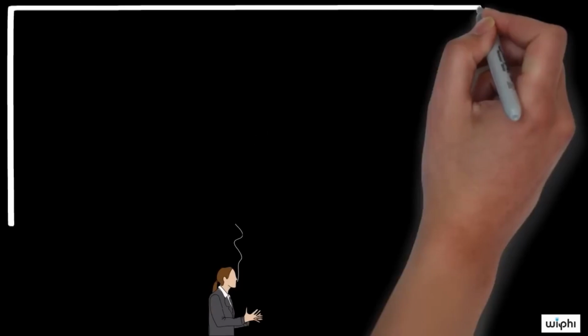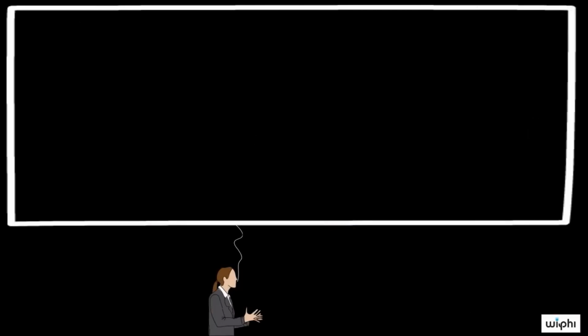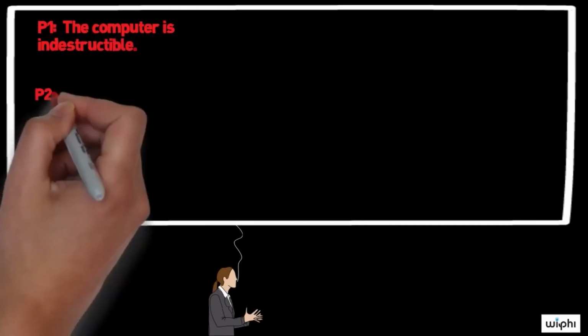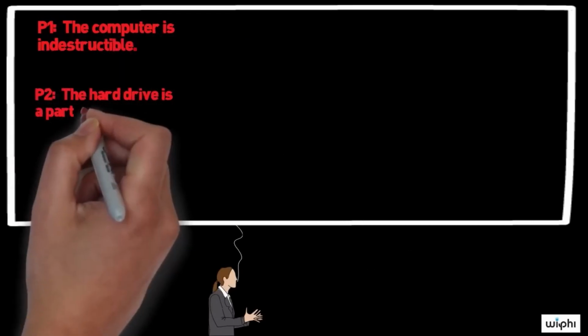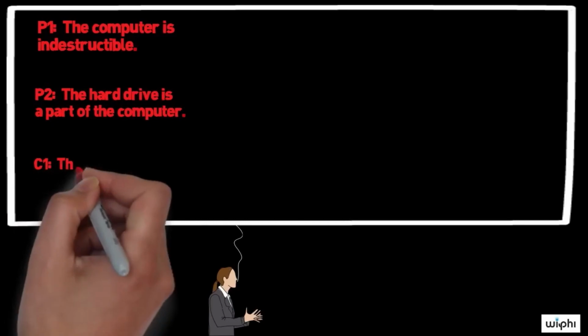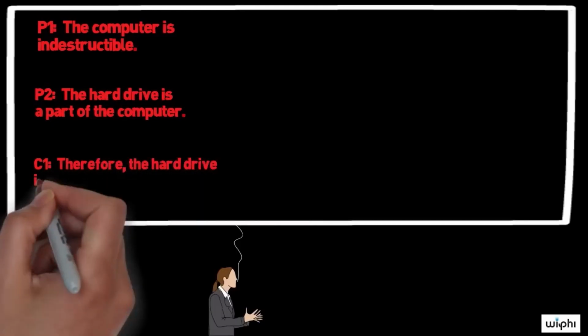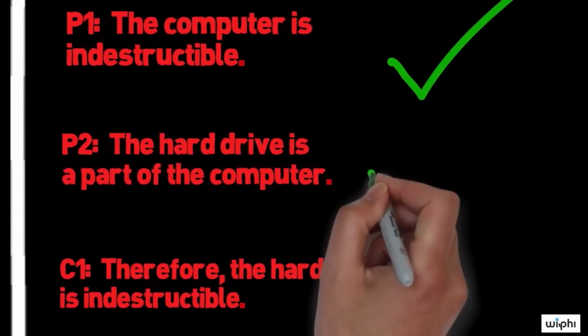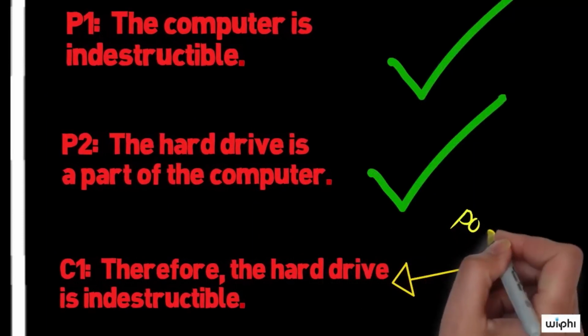So let's try another, more familiar example. Suppose that your friend made this argument. The computer is indestructible. The hard drive is a part of the computer. Therefore, the hard drive is indestructible. Now, suppose your friend's premises are true. The conclusion could still be false.